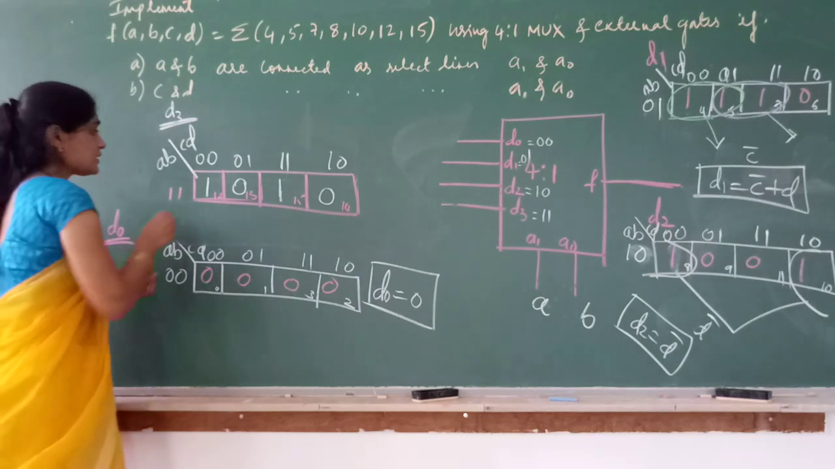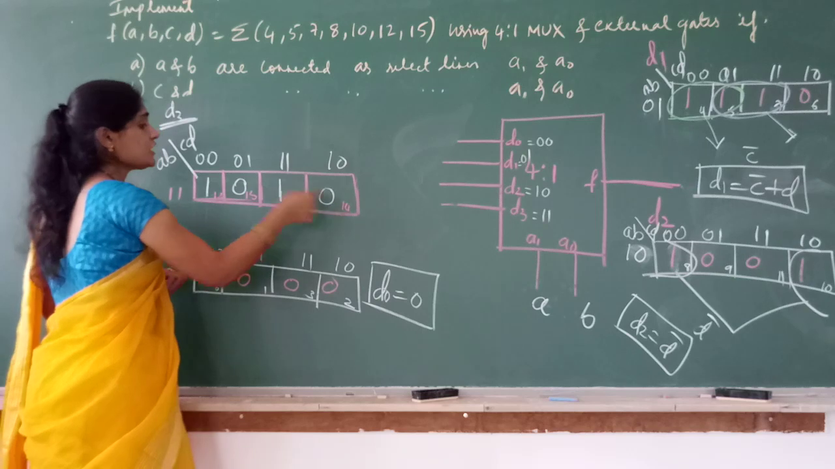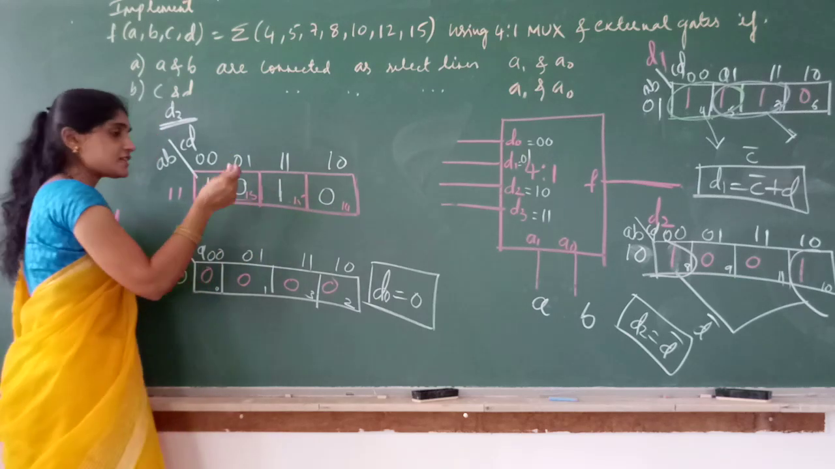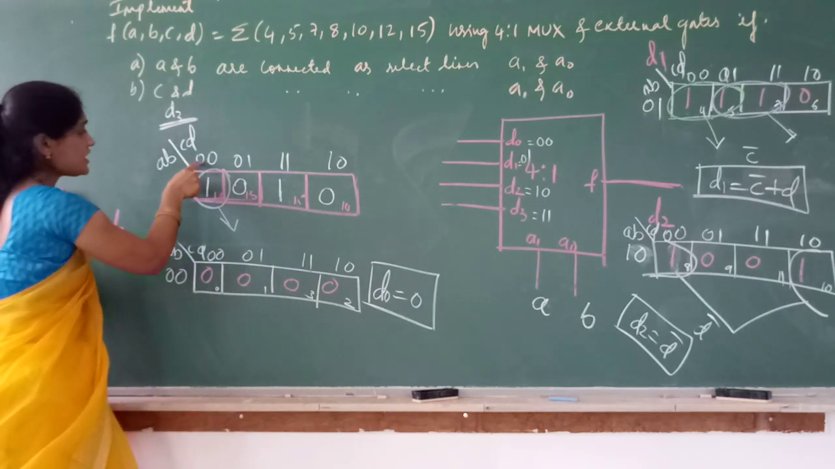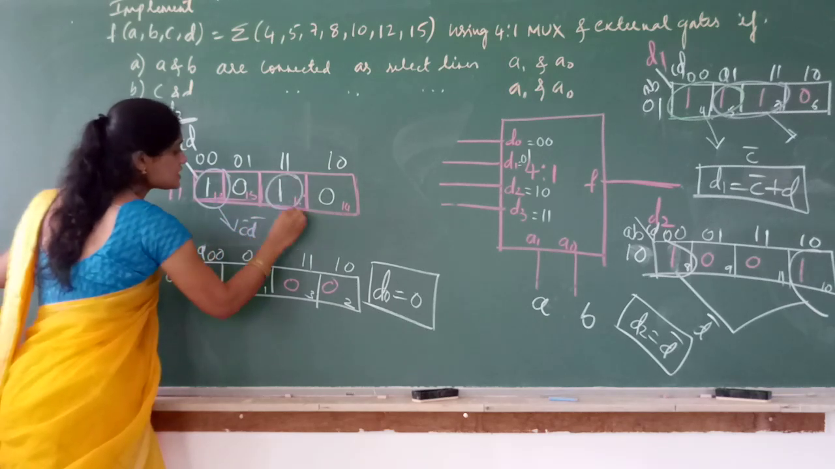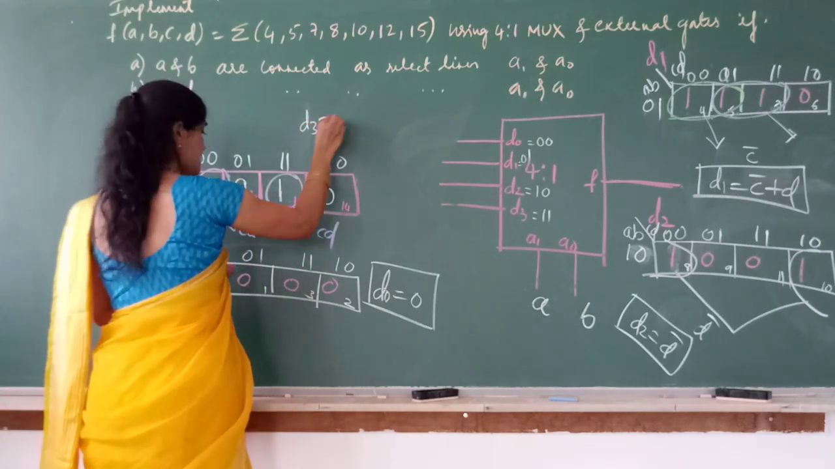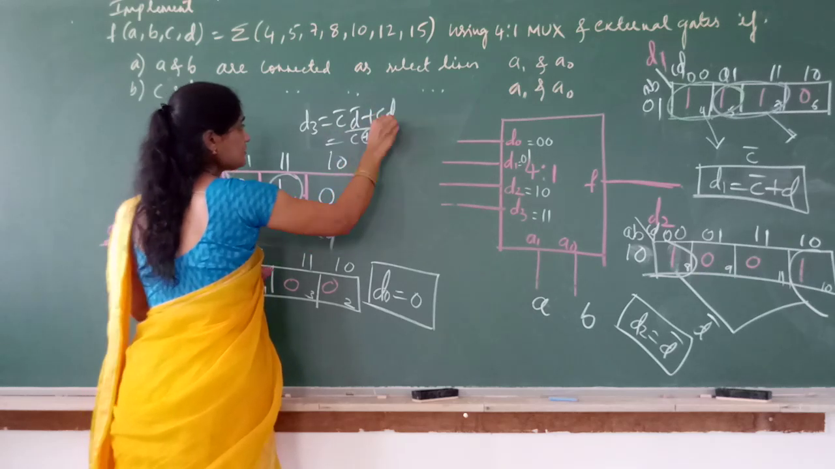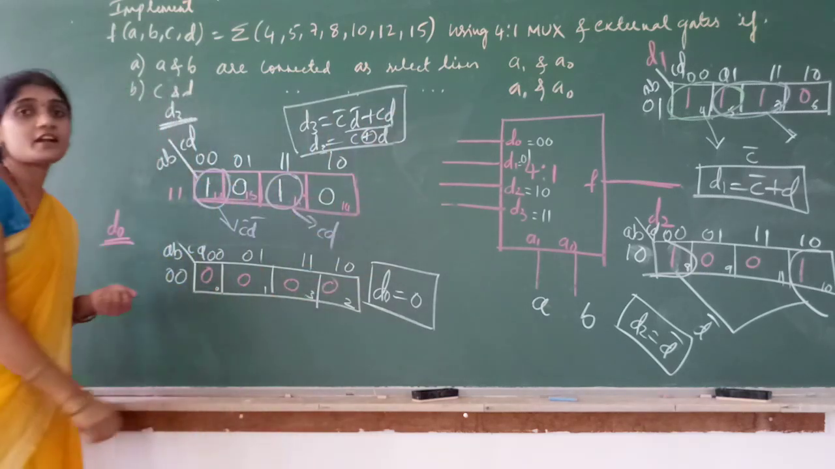Now group the cells. 12 and 15 are adjacent? No, right? 12 and 13 are adjacent, 12 and 14 are adjacent, 13 and 15 are adjacent, 14 and 15 are adjacent. But 12 and 15 are not adjacent, so you have to group separately. You need not write AB, just write C and D. For this it is C bar D bar, for this it is CD. So D3 is equal to C bar D bar plus CD, which is nothing but C XNOR D. D3 is equal to C XNOR D you get.